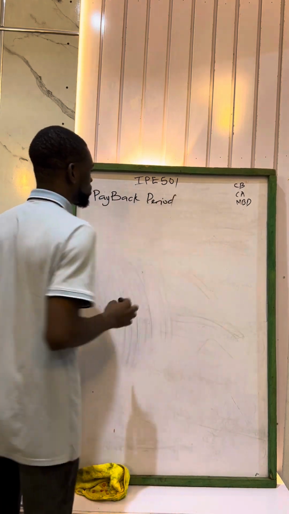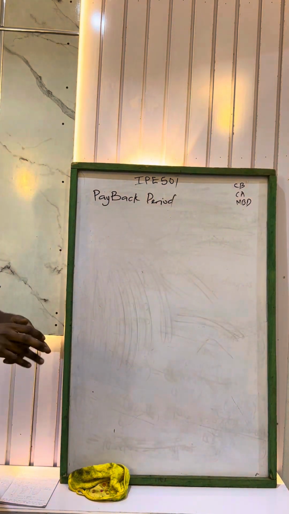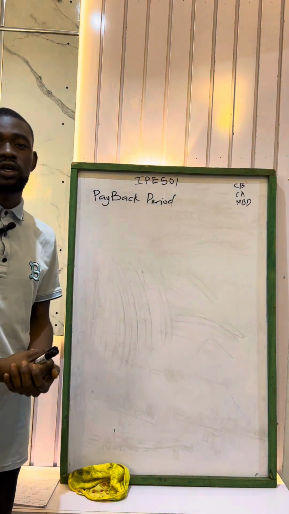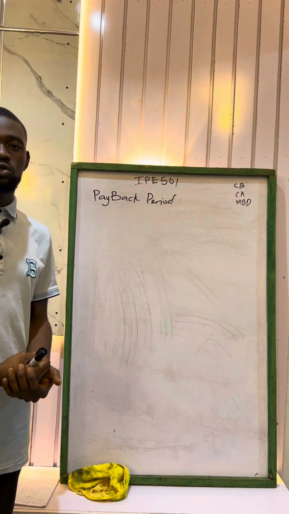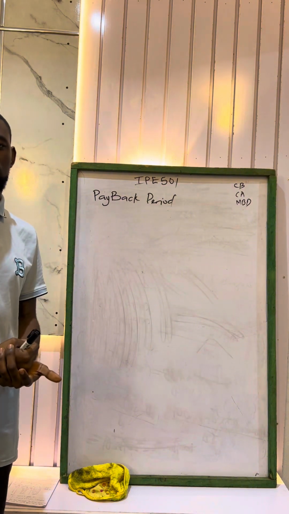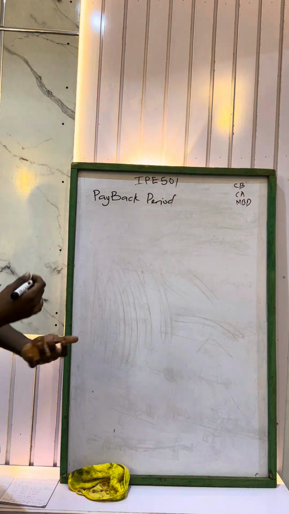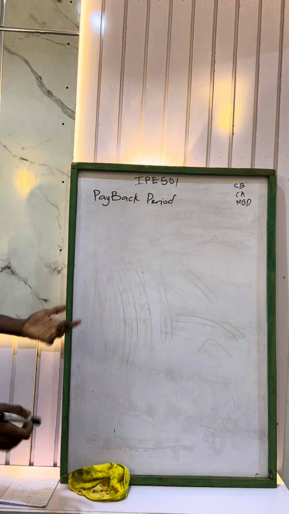For the payback period, this is talking about how soon you can get your cash back. If I invest 20,000 naira in a business today, how long is it going to take me before I get 20,000 naira back? That's what the PB is all about. And there are three different methods with which we can calculate the payback.